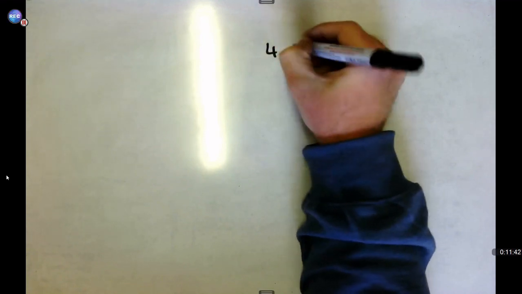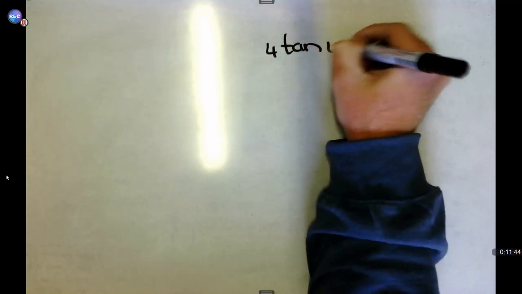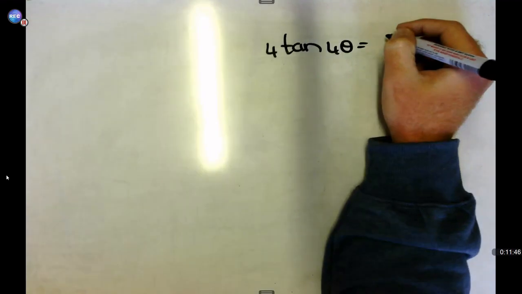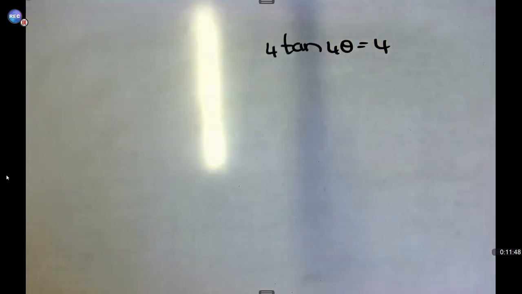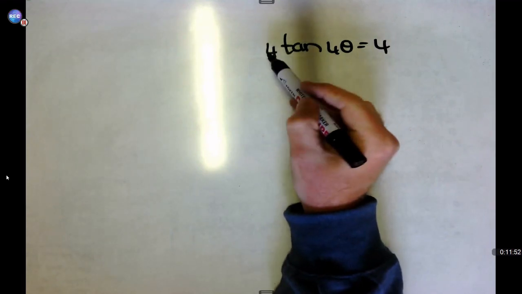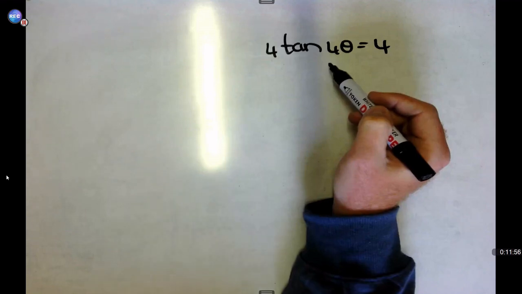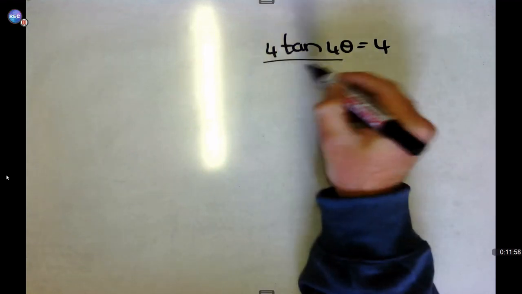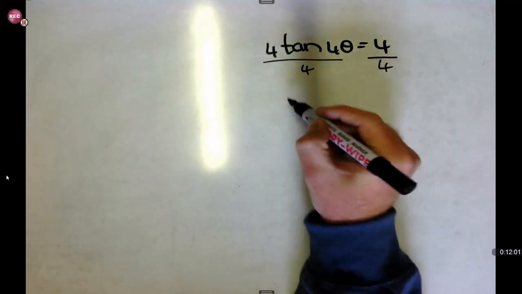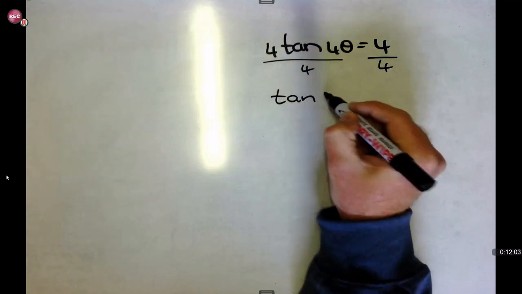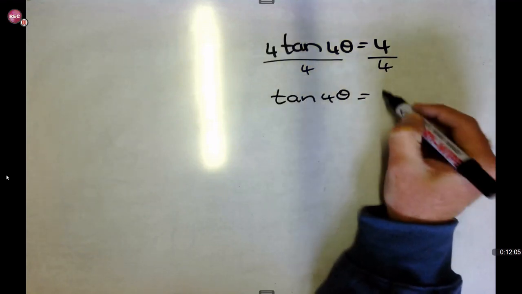Let's do 4 tan 4 theta equals 4. Look at that one. Now you're sitting with a mixture. You want to get rid of the 4 first, then carry tan over, then divide. Okay, that's what you want to do. So, divide by 4 first, both sides. You'll then sit with tan 4 theta equals 1.